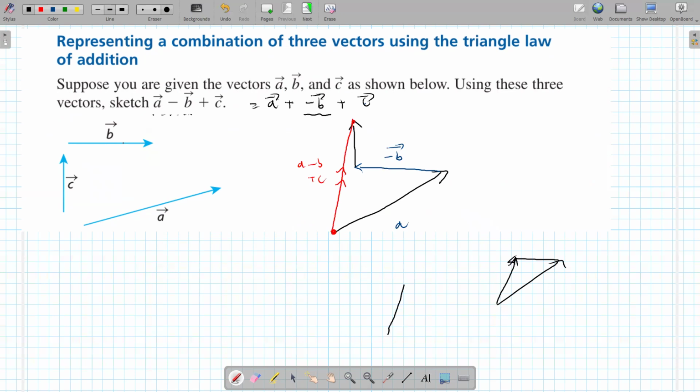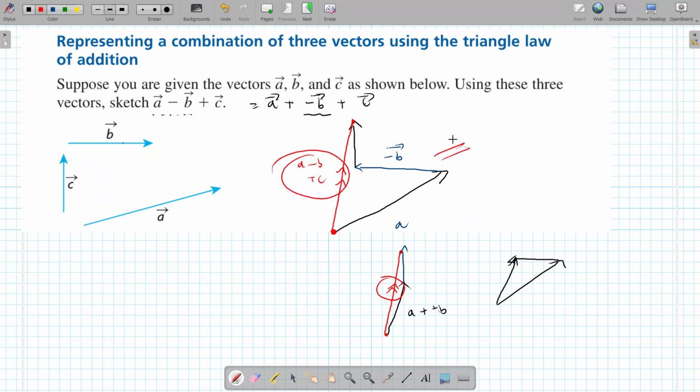So this is A plus negative B, and to this you want to add C. Like that. And then the final vector, again, connect where you started and where you ended up. And this is what you get, which is what this is. So that's how you can add multiple vectors.